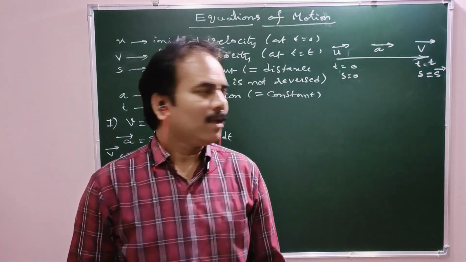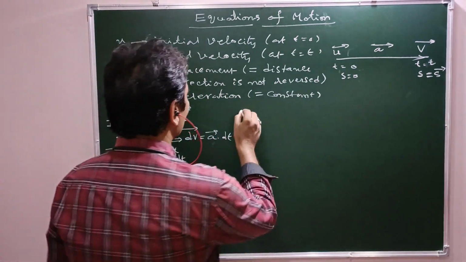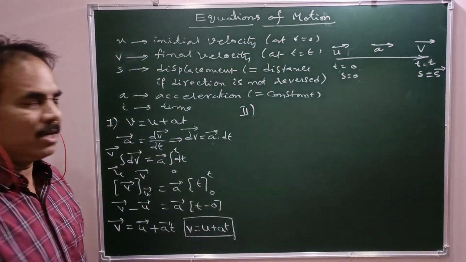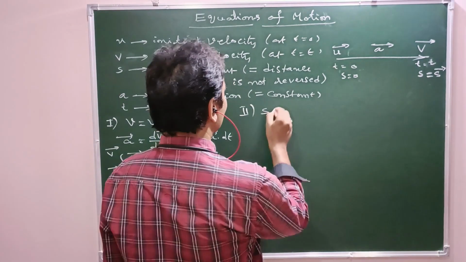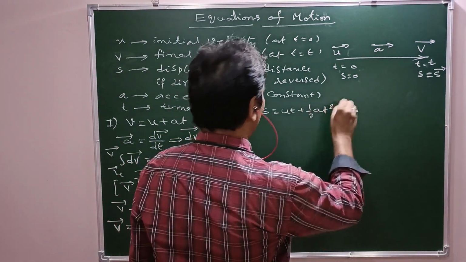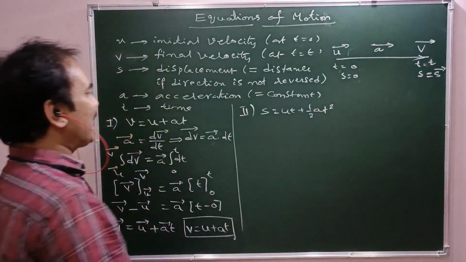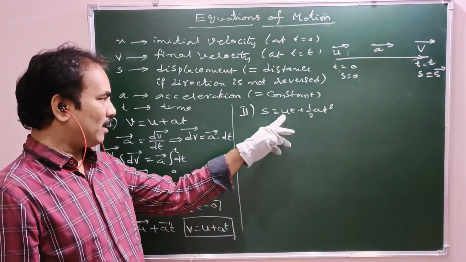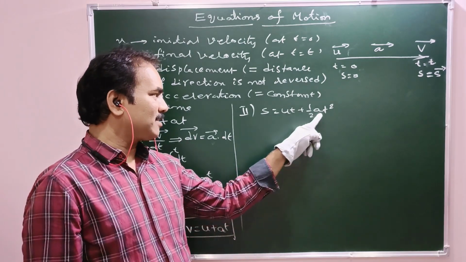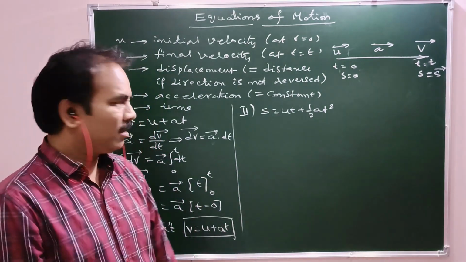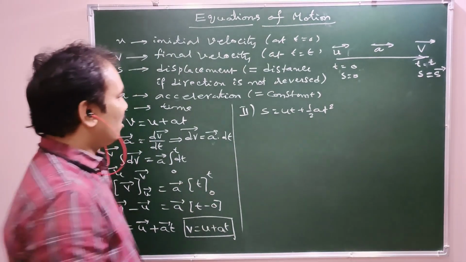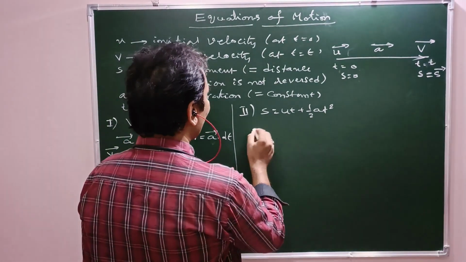Coming to the second expression, number 2: s equals ut plus half at square. This is the expression connecting displacement, initial velocity, acceleration and time. Right? To derive this expression by the calculus method, first of all you have to consider v bar.